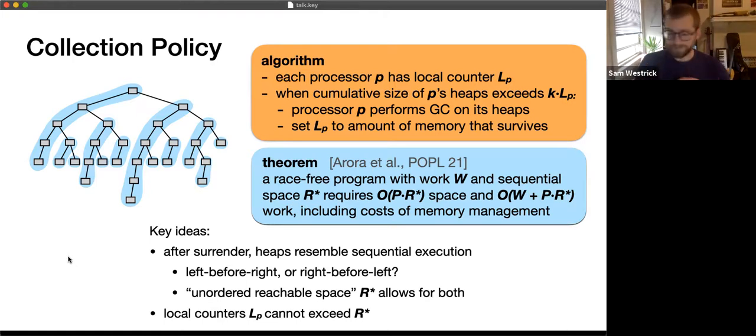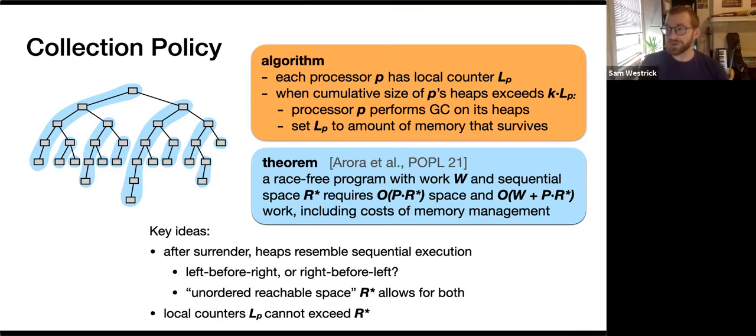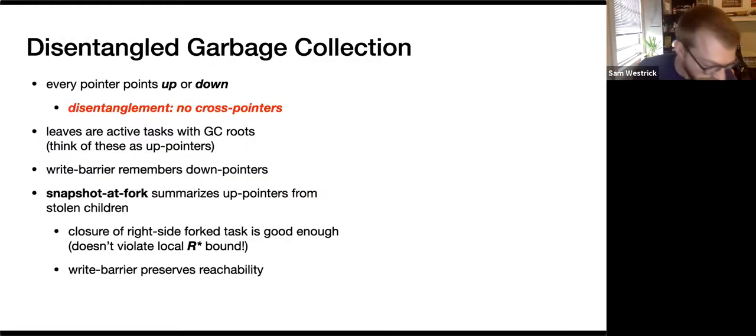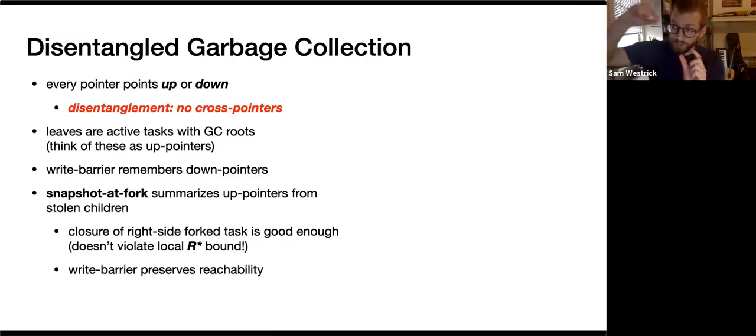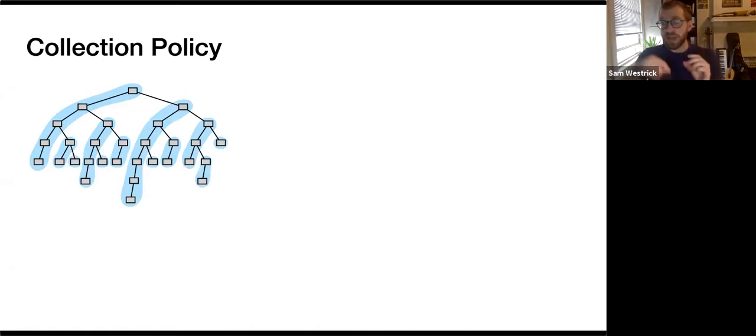There's our algorithm. So now how do you actually do GC? Now we get to come back to disentanglement. Okay. We have these bubbles, right? Coming back to this in our little picture. We have these bubbles and we want to be able to do GC on a bubble independently without talking to other processors, without communicating, without synchronizing. Okay. So how do we do that?